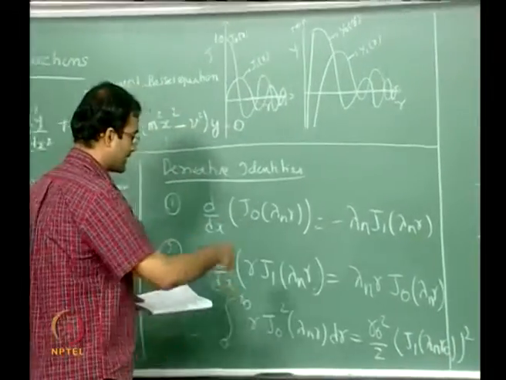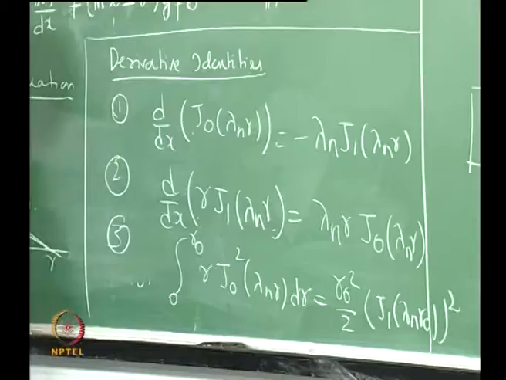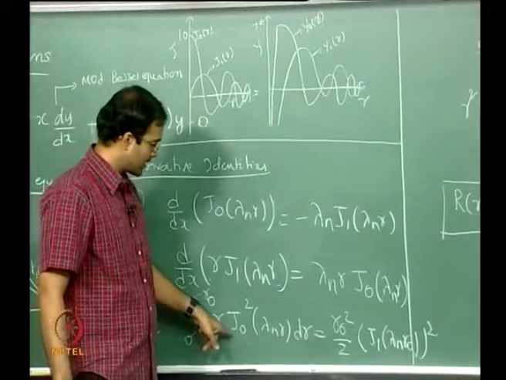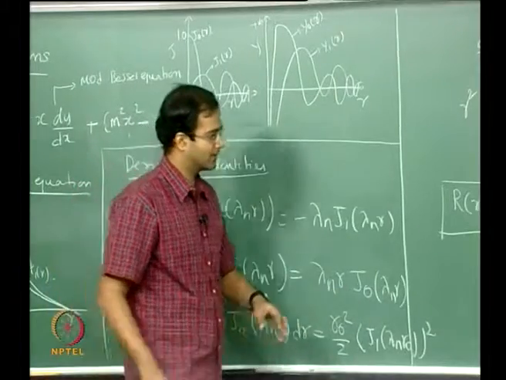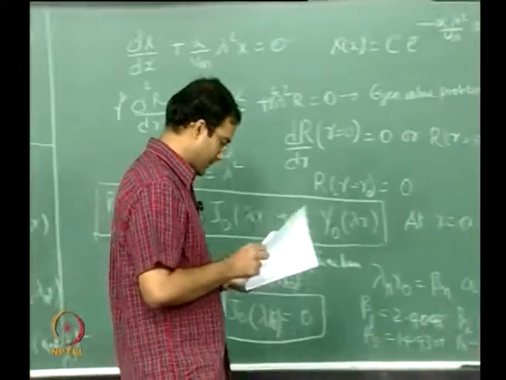Okay, so this is another important property. When you integrate, you multiply r with J0 squared of lambda r, so you get this particular expression. So this is another thing which you should remember.